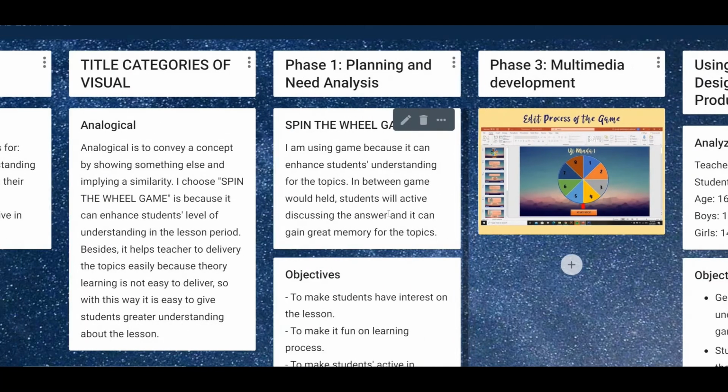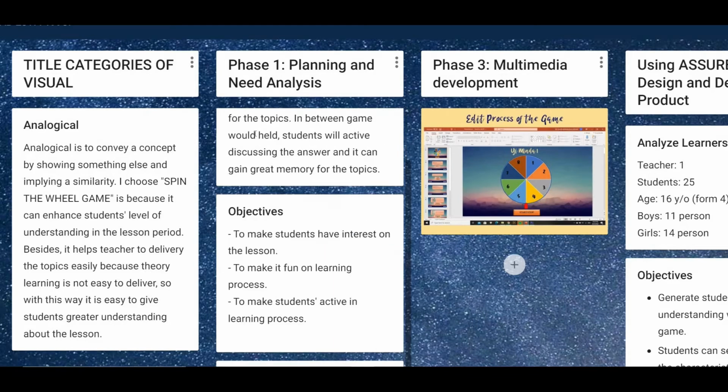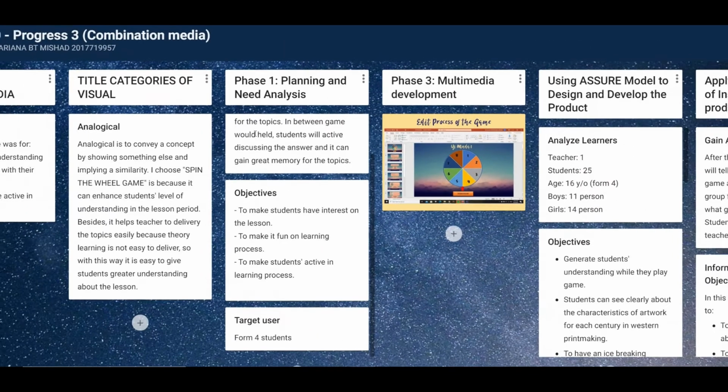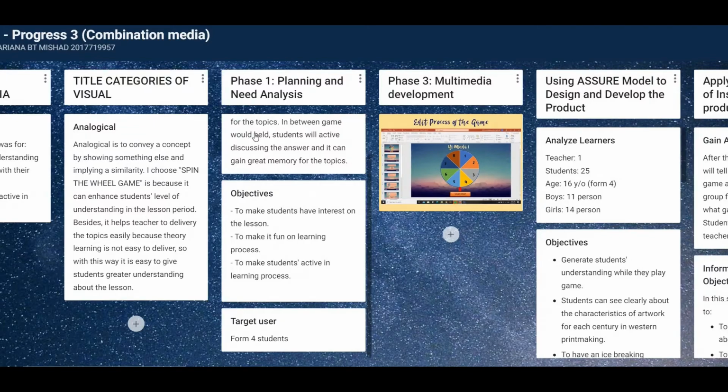And here is phase 1, planning and needs analysis. Here is the spin the wheel game. I am using a game because it can enhance the understanding of the topics. In between, the game would help students actively discuss the answer, and it can create great memory for the topics. The objectives here are, first, to make students interested in the lesson; second, to make learning fun; and third, to make students active in the learning process. The target users are Form 4 students.